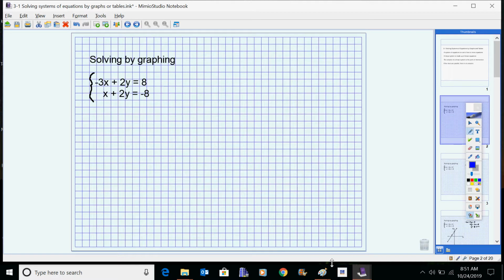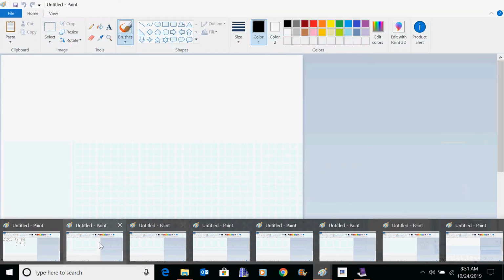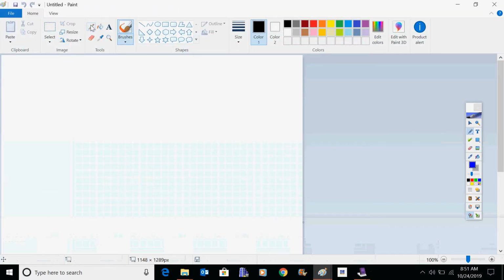So what we want to do first of all, for these, is put them into slope-intercept form. So what does that mean? Good. So y equals mx plus b form. So let's do negative 3x plus 2y equals 8. That is the first equation, right? Make sure I wrote it right.